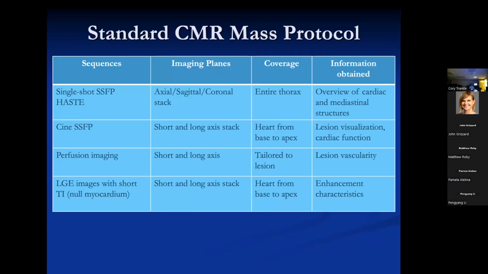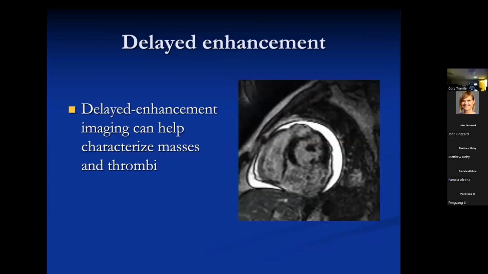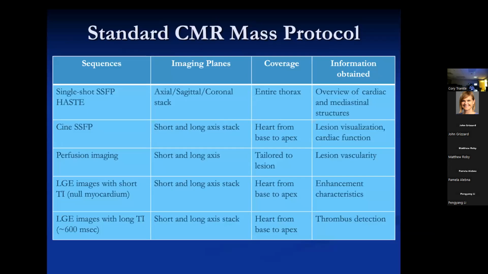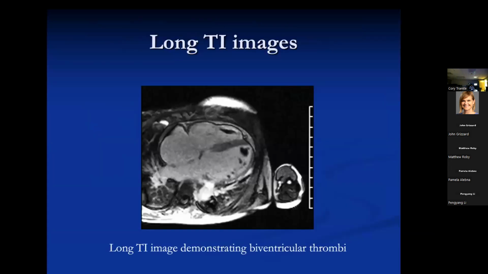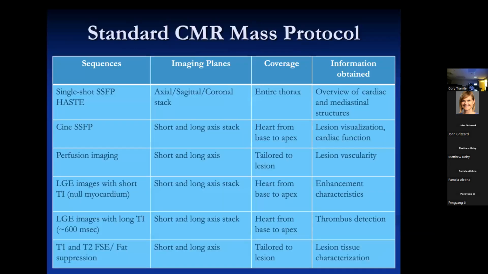We get late gadolinium enhanced images with normal nulling of the myocardium and the usual cardiac stack, just to characterize this. This is that same renal cell mets case. Typically, mets are often heterogeneous like you see here, and we'll also do images with a long inversion time in order to detect thrombus. We're doing these from the base to the apex. As you can see there, both the right and left ventricles have apical filling defects or thrombi.